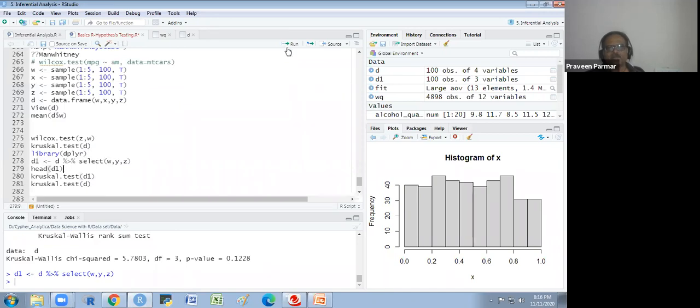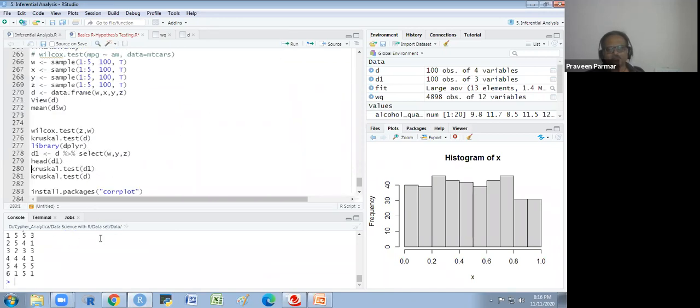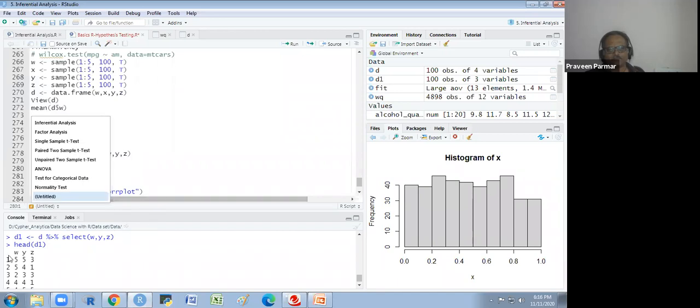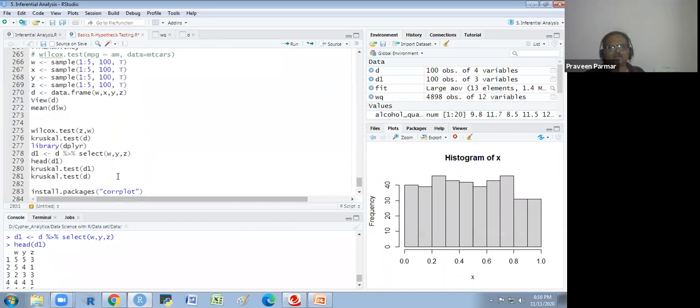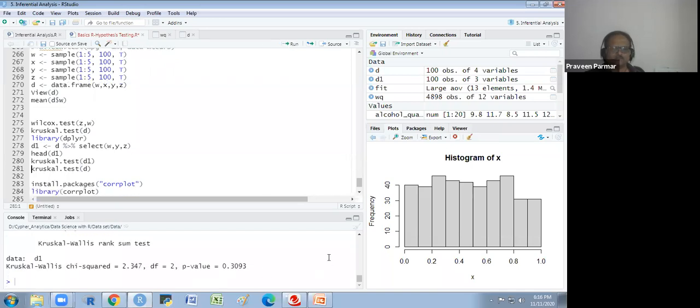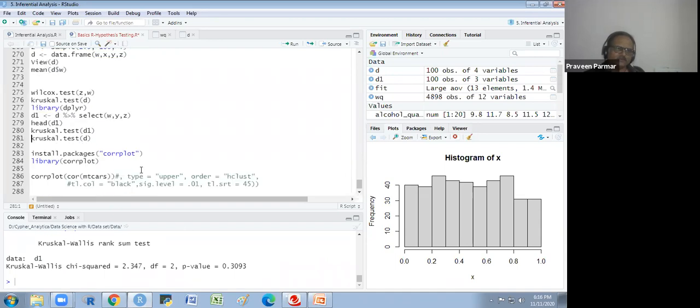If I show you the head of D1, then there are only three variables. Okay, you will see W, Y, Z. And I will just perform this on D1 and I will get, oh, there is no significant difference. It also says that. Okay. Does that make sense to everyone?